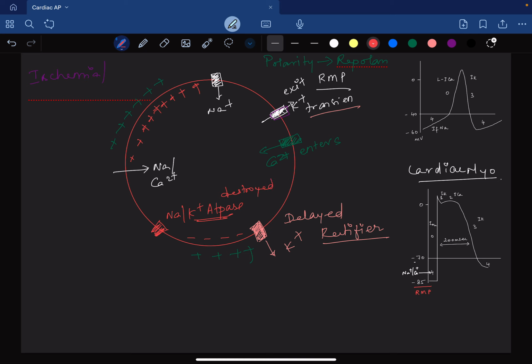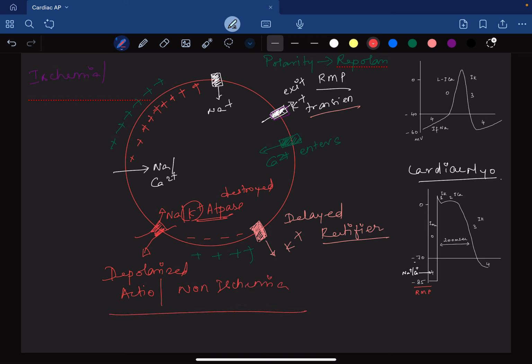If it's destroyed, what's going to happen? Usually potassium is pushed in and sodium is pushed out. Now this process is going to reverse. Potassium is pushed out and sodium is pushed in. If that happens, the cell becomes more and more positive. If the cell becomes more positive, it can become depolarized, and if it becomes depolarized, all the ischemic cells will start having an action potential that's different from the non-ischemic cells.